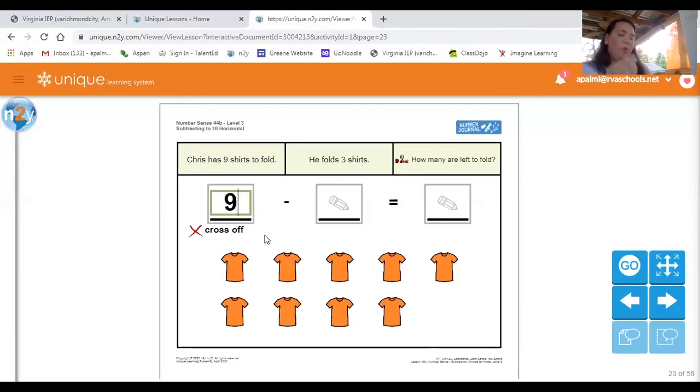Here we go. 1, 2, 3, 4, 5, 6, 7, 8, and 9. Great counting.